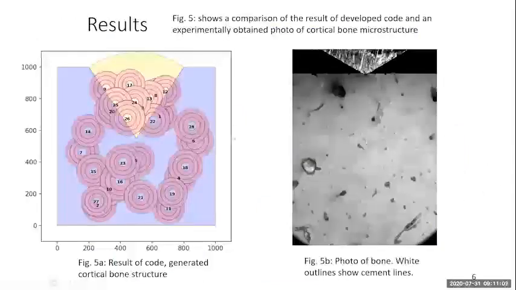So the results of my code: on the left, you can see this is the image that is displayed after the process. The yellow represents a fracture, and the purple represents a bone surface if you took a cross section of cortical bone. The red circles are osteons. You can see the rings are generated from the outside in, like I said. But Shapely is also used to perform operations so that they can look like they're layered on top of each other. And then on the right, a photo of real bone, where the white outlines show the cement lines, which are the outer edges of the osteons.